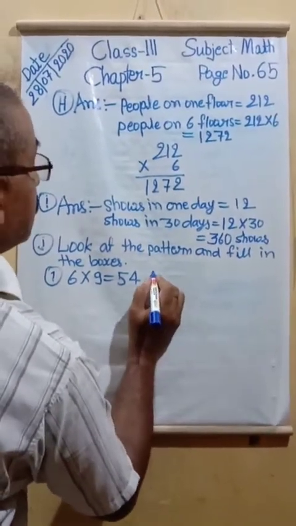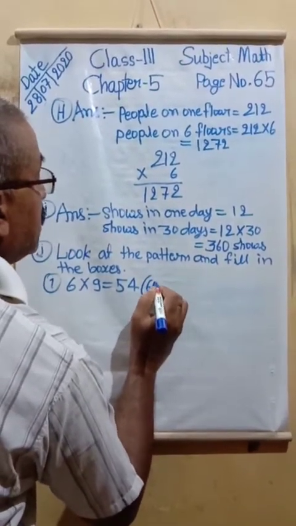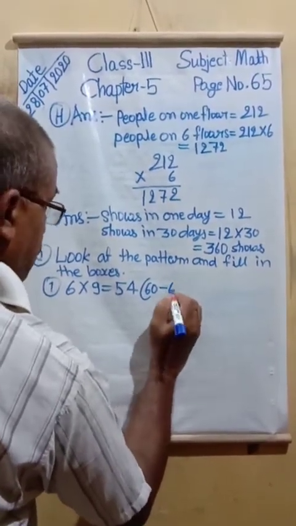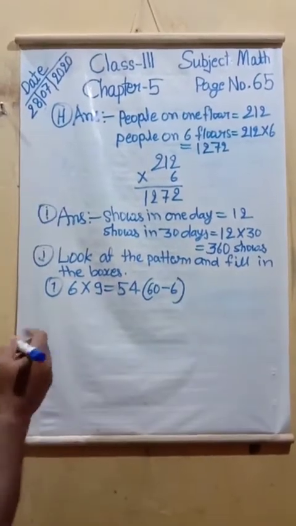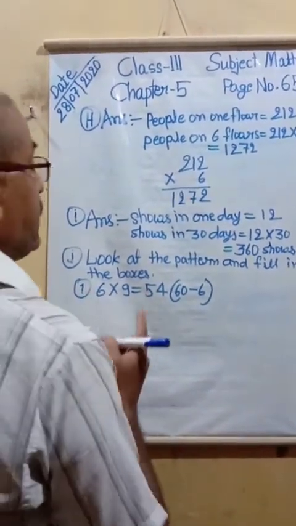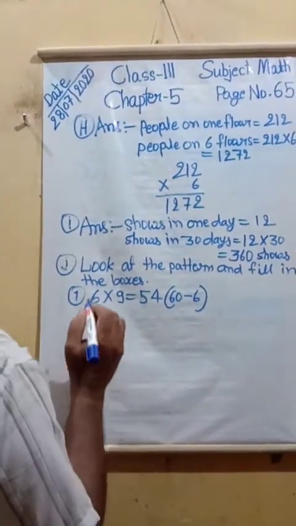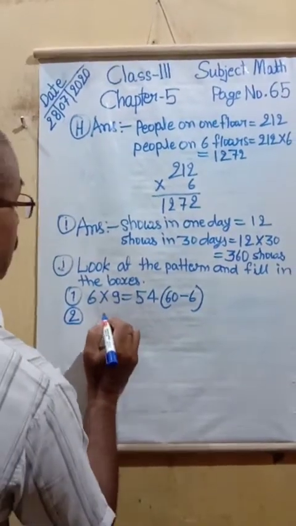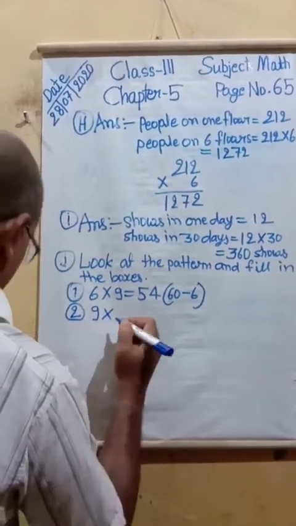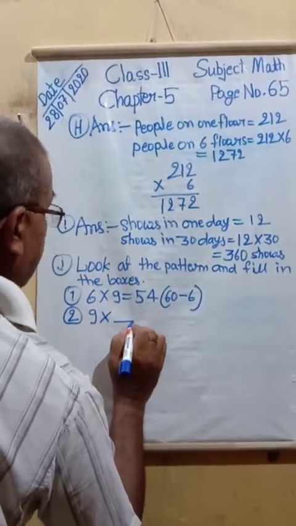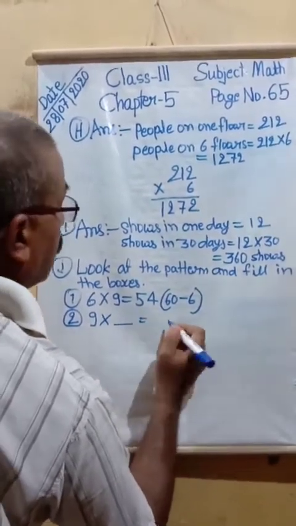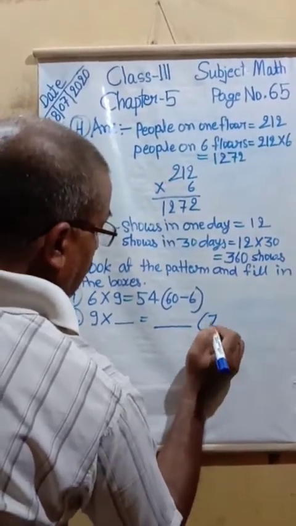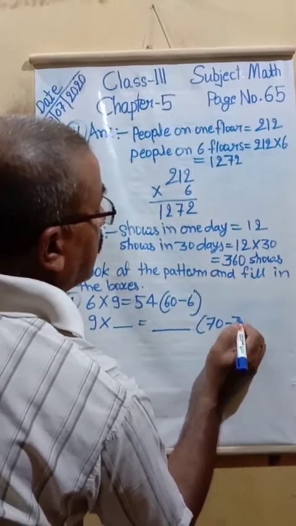Then 60 minus 6. It is an example. Next question, number 2, 9 into dash equal to dash, 70 minus 7.